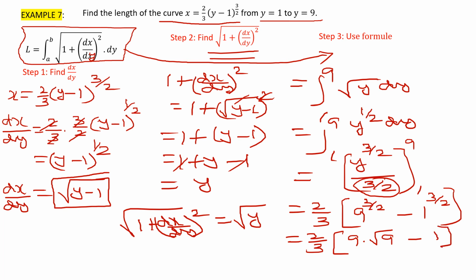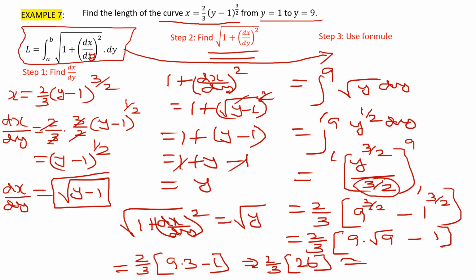So that is equal to 2 by 3 times 9, square root of 9 is 3, minus 1. So that is equal to 2 by 3, 9 times 3, 27, 27 minus 1, 26. And finally, if I multiply 2 and 26, it will give you 52 by 3 units. So this is how we calculate length of a curve.